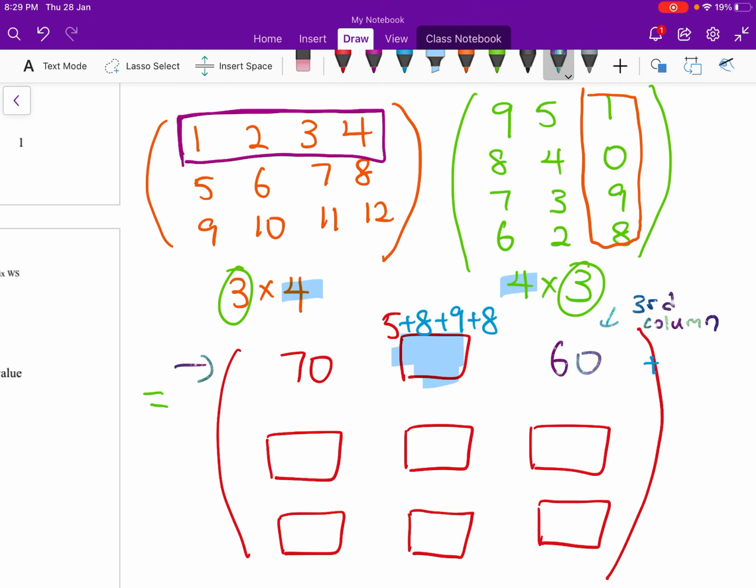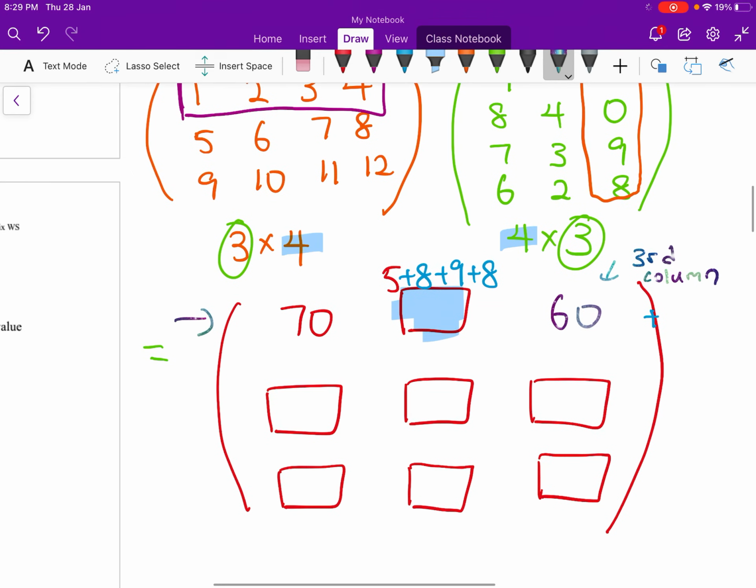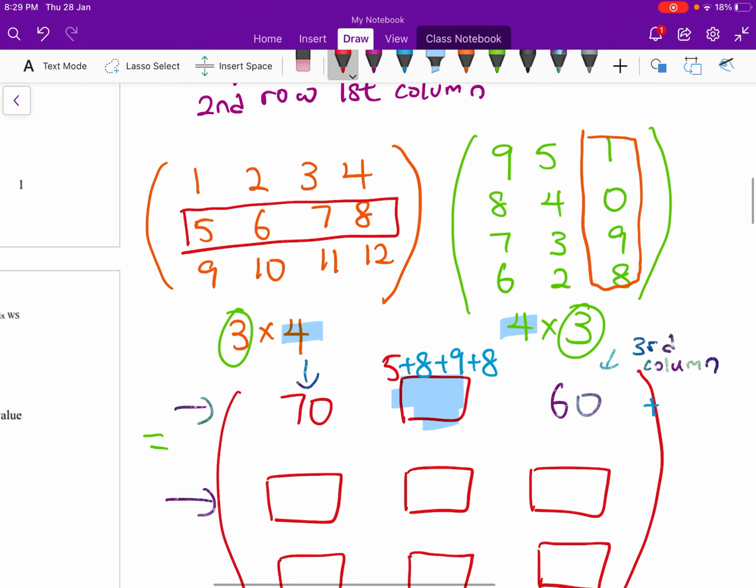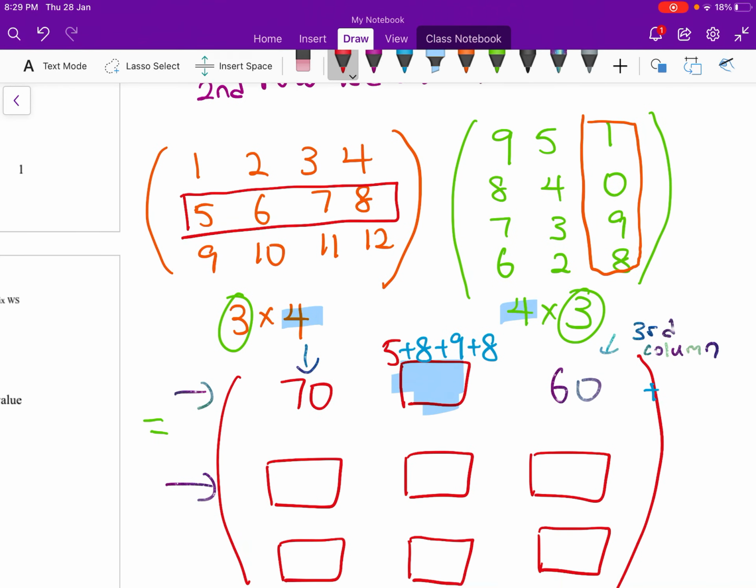Okay, so now let's move on to the second row. Okay, second row. All right, so this is first column, right? Second row, first column. All right, so now since we are dealing with second row, of course, our first orange matrix must be a row, right? Okay, our green matrix must be a column. Okay, whatever that's in front is row, whatever that is behind is column.